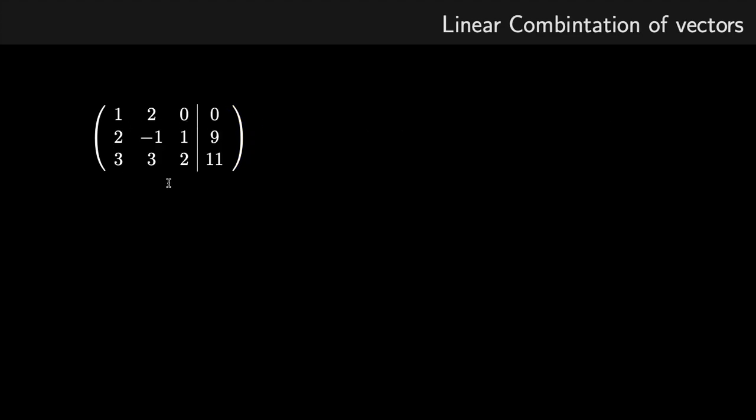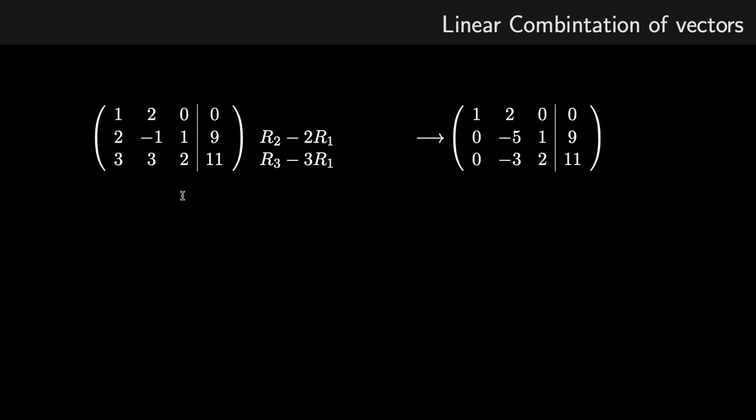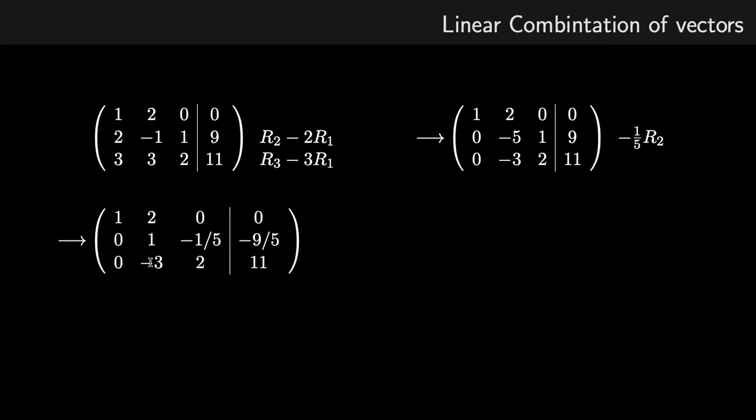Okay, so I'm going to row reduce this to reduced row echelon form. To reduce the 2 and 3, I'm going to subtract 2 times row 1 from row 2, and 3 multiplied by row 1 from row 3. Now my pivot is minus 5, so I'm going to multiply that row by minus 1/5, and this has the effect of reducing that pivot to 1. And then if I want to reduce the 2 above, I subtract 2 lots of row 2 from row 1. And if I want to reduce the minus 3 below, I add 3 lots of row 2 to row 3.